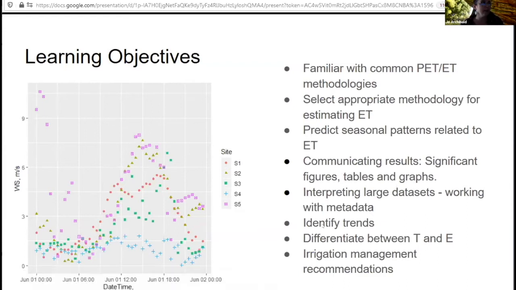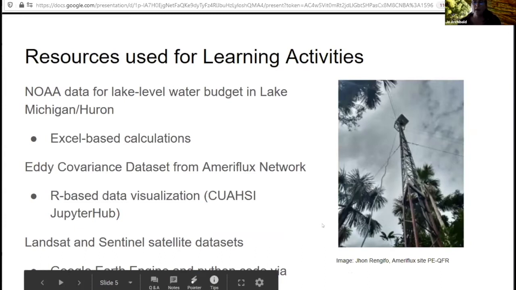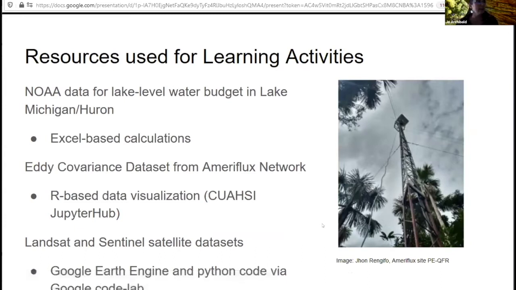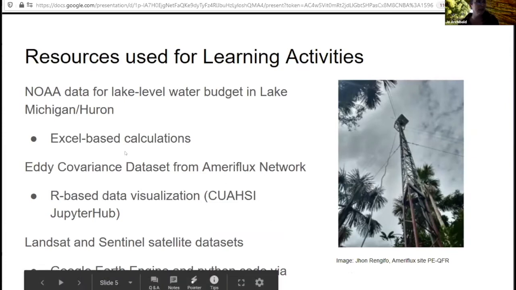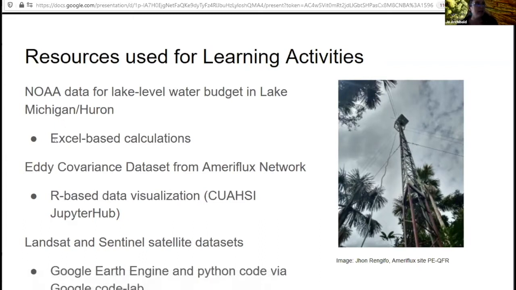We'll probably talk a little bit more about those other learning objectives when we talk about the activities. So we have 3 main resources or data sources for our learning activities. Like I mentioned, we have a water budget activity that's using data from NOAA to estimate monthly trends, and that's using Excel-based calculations. Then we also rely quite a lot on the eddy covariance data sets that are available in the Ameriflux network.